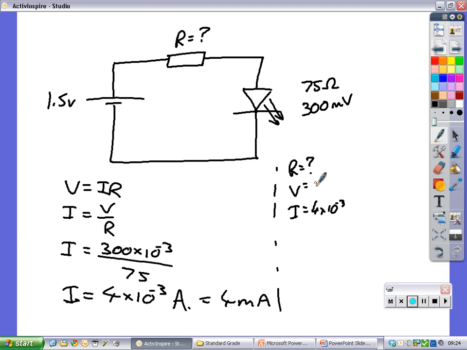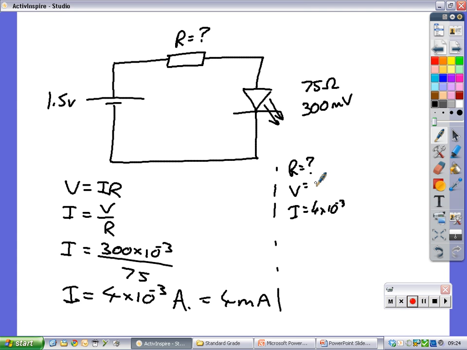What is the rule for voltage in a series circuit? Current is the same at every point, and then voltage is the other rule: you add them up. Great. So voltage is adding them up. So 1.5 is your supply, 300 millivolts is the LED, so how much voltage do you want through the resistor?